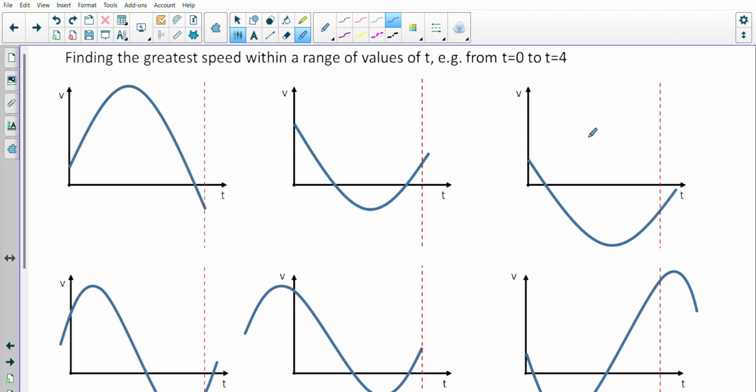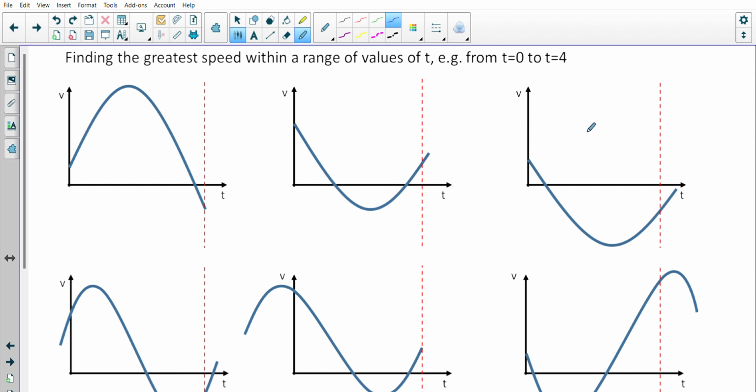Now, what students sometimes do is they sub in t is 0 and then they sub in t is 4. And actually, it doesn't mean that the greatest speed is at t is 0 or t is 4. It could be when t is 2, 3 or 1. So you've got to be careful here, and that's why a diagram could always be helpful.